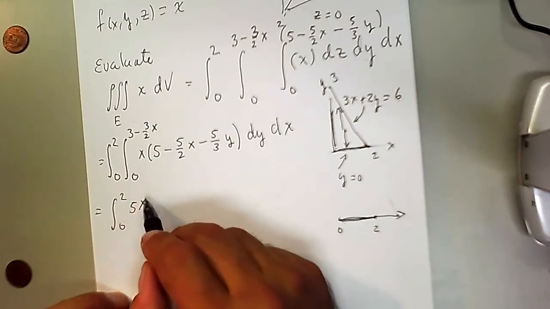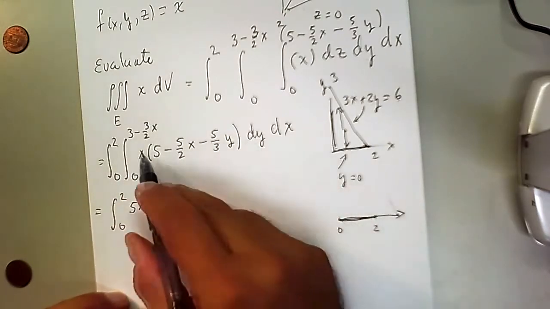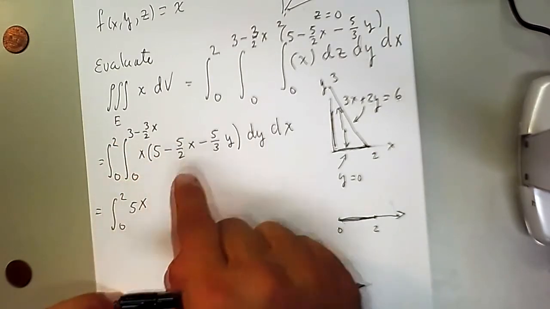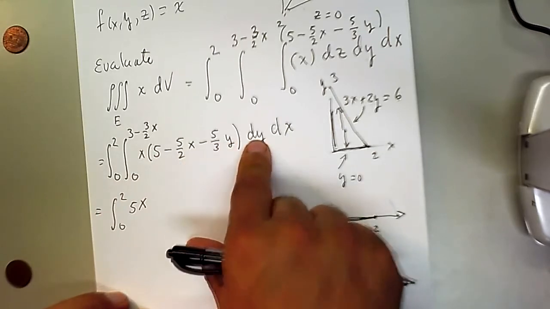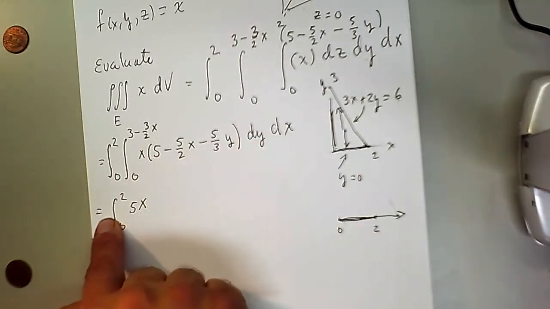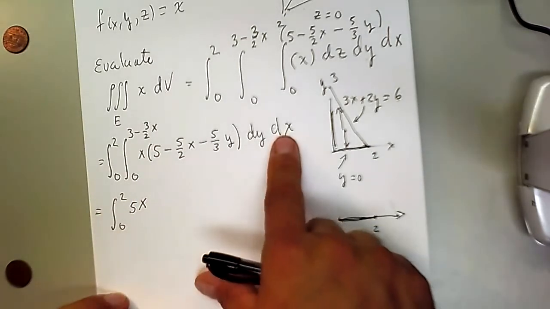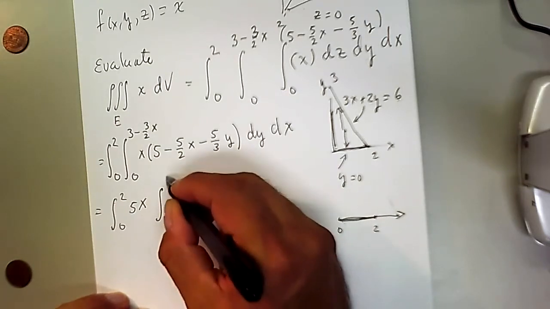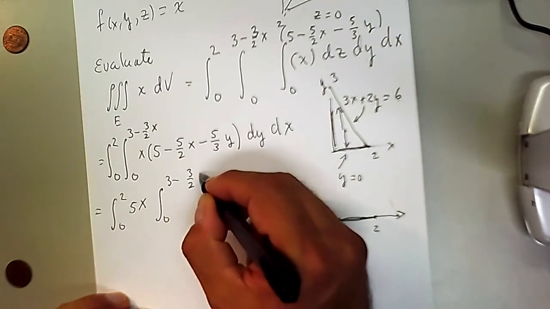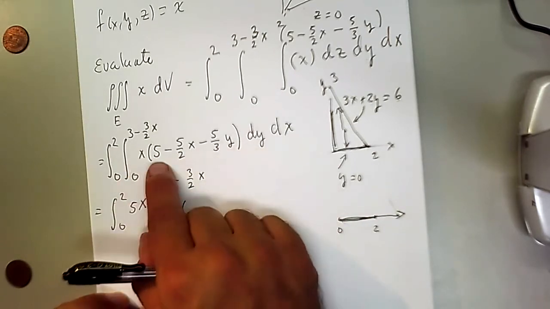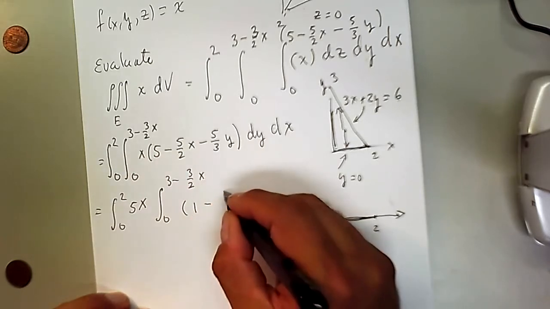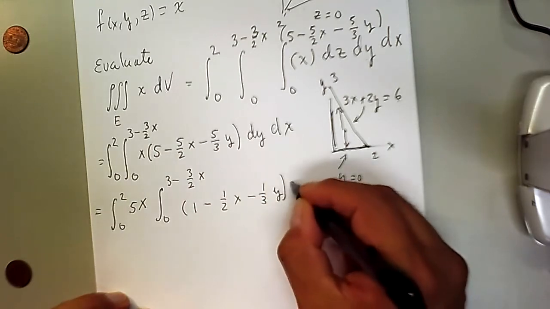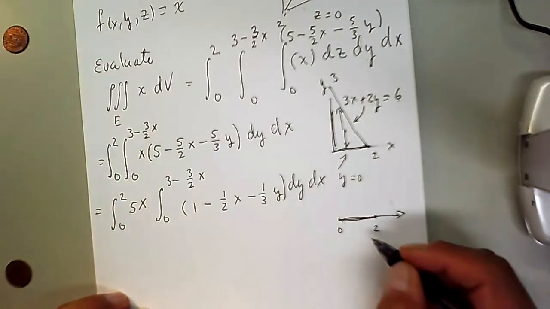We factor out the x from the first integral because the first integral in this double integral, in this iterated integral, is an integral with respect to y. We may never, ever factor the x out of this other integral because that is an integral with respect to x. All right, so we have the integral still from 0 to 3 minus 3 over 2x. We did factor the x and the 5, so we end up with 1 minus half x minus a third y, dy dx.